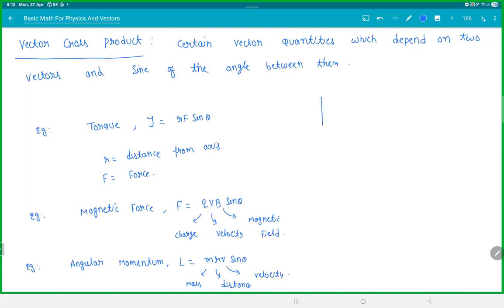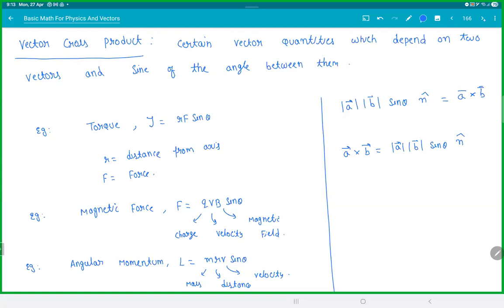Then they said, okay, why don't we just make up something like this, just like the dot product? And then we started calling mod a bar, mod b bar, sine theta, a cross b bar. And actually, we had to put a vector also. We'll talk about that. So a cross b bar means mod a bar, mod b bar, sine of the angle between them into an n cap.